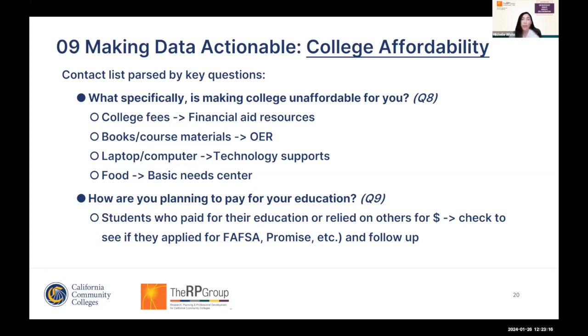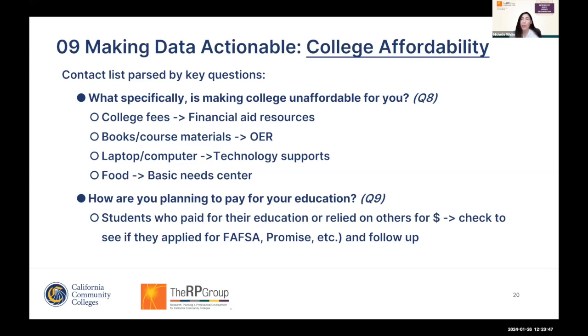When we asked students, how are you planning to pay for your education? We saw that a large majority were saying that they're paying out of pocket. And so how can we help those students connect to funding resources that are available at your institutions? One thing that your college can do is check to see, of the students who said they're paying for college out of pocket, did they apply for FAFSA? Do they qualify for Promise? And then do some direct follow-up with those specific students to help them get through that process.